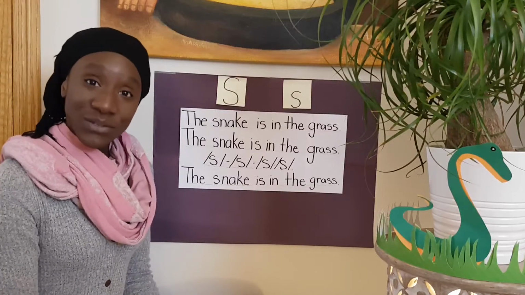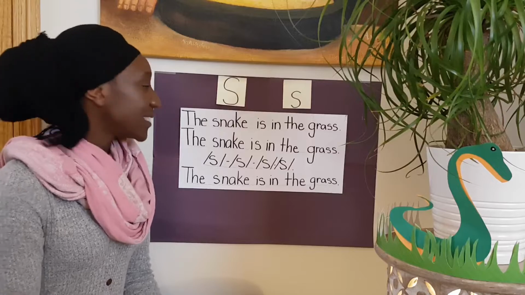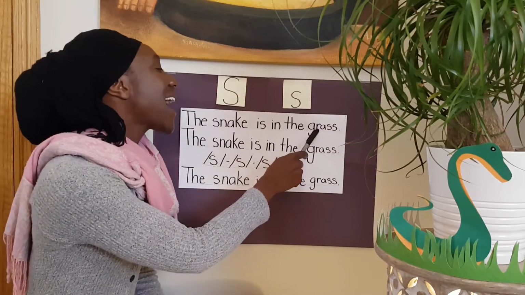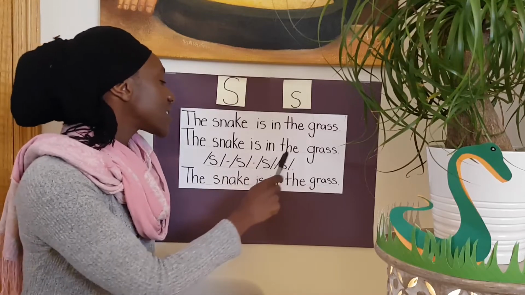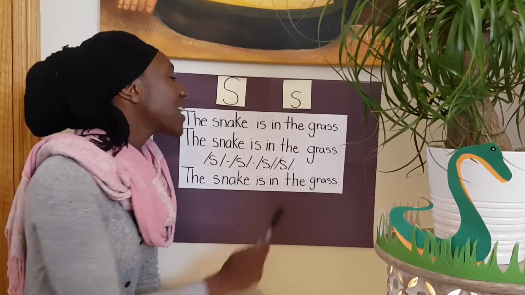1, 2, 1, 2, 3. The snake is in the grass. The snake is in the grass. S, s, s, s. The snake is in the grass.